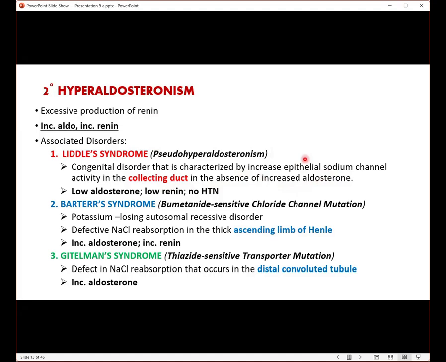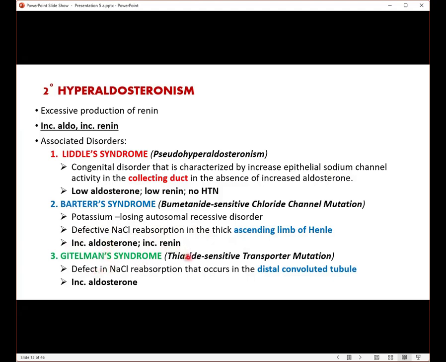So even without an increase in our aldosterone, there is increased epithelial sodium channel activity. So meaning our salt retention is increased. For Bartter syndrome, it is also otherwise known as bumetanide-sensitive chloride channel mutation. It is a potassium-losing autosomal recessive disorder, and there is defective sodium chloride reabsorption in the thick ascending limb of Henle. So there is increased renin in response to a defect in the sodium reabsorption. So increased renin will result in increased aldosterone.